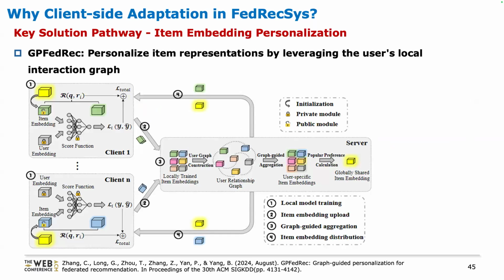Next is a graph-based approach called gpFederated. It can personalize item representations by leveraging the user's local interaction graph. For instance, a user-specific GNN might refine an item's embedding based on how it connects to other items the user has interacted with. It can capture the local contextual semantics.